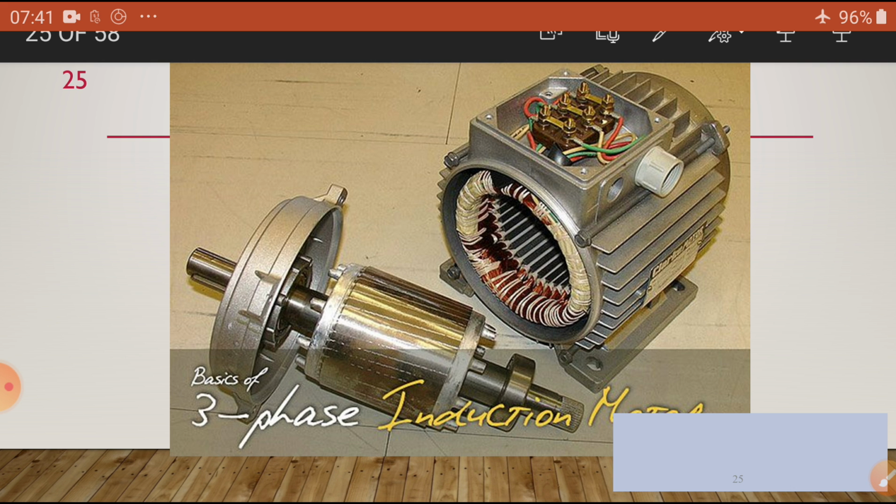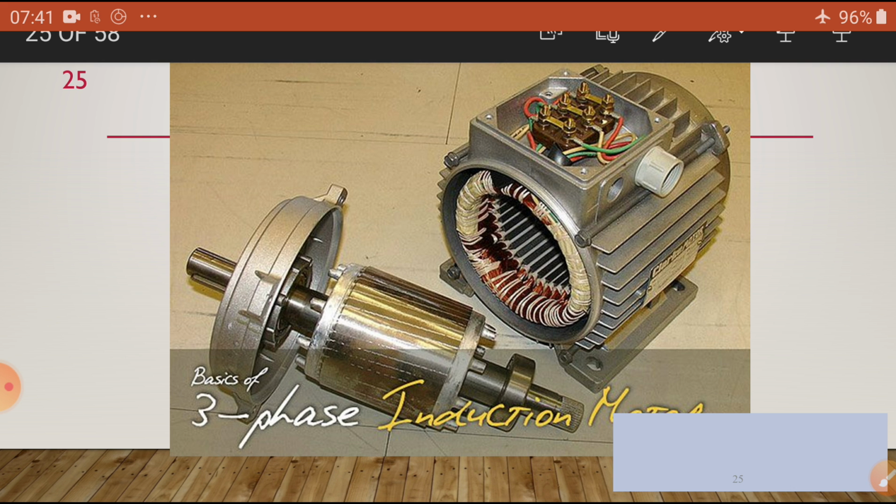The procedure is the same. The OC test, the open circuit test in a single phase transformer, is equivalent to the no load test on a 3-phase induction motor. That means the rotor rotates freely without any load. The belt connected to the shaft should be very loose. So, it acts as a no load test similar to the open circuit test in a single phase transformer.